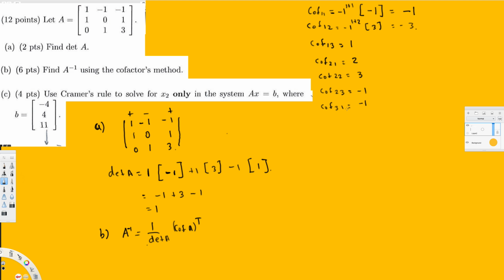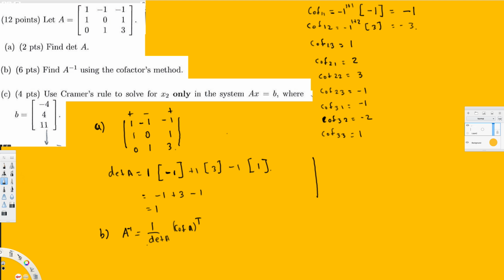Cofactor 3 1 is minus 1, then cofactor 3 2 is minus 2, and cofactor 3 3 is equal to 1. So now we are done with all the cofactors.